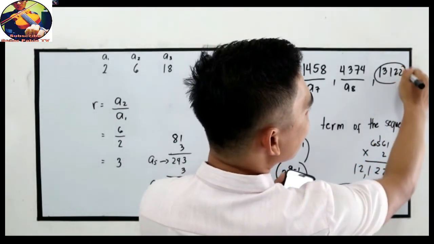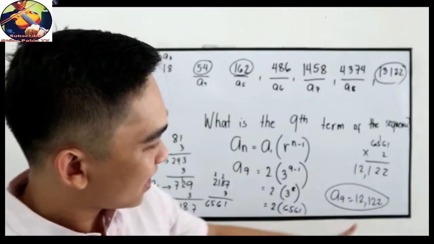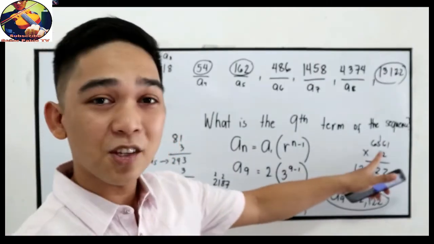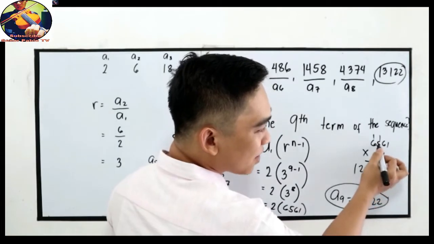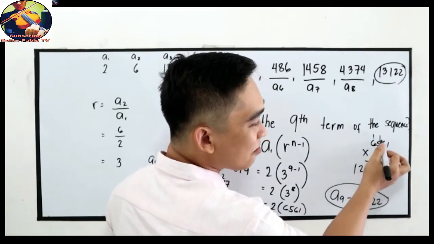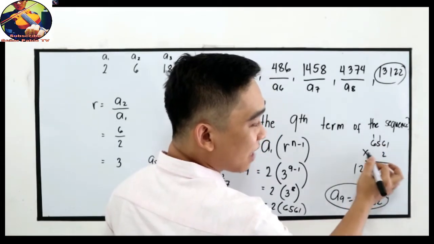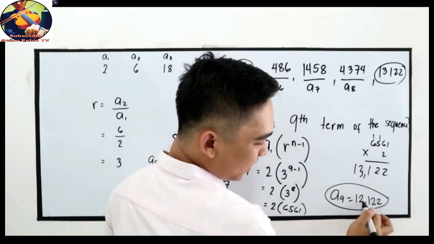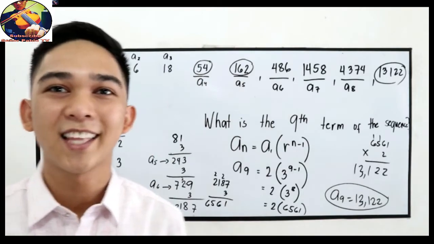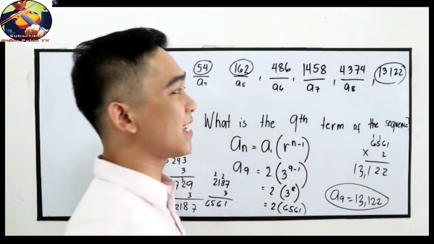13,122. Parehas ba? Ay, nagkamali tayo sa pag-multiply dito. So may carry tayo dito. 5 times 2, 10, 11. Carry 1. So 6 times 2, 12, plus 1, 13. So 13. Sorry for that. So ayun, parehas na naman siya. Si A9.